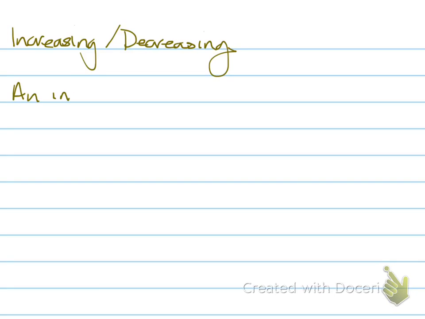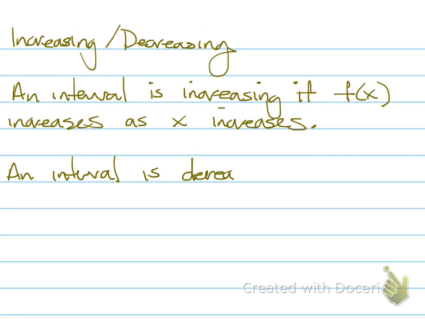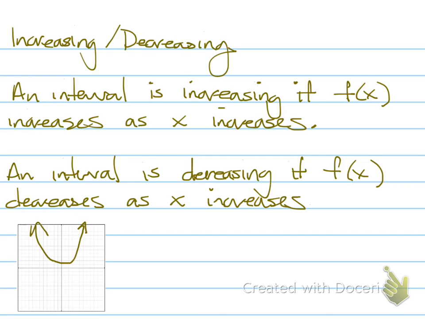It's also important to identify on what intervals a function is increasing and where it is decreasing. A function is increasing when the line tangent to that function has a positive slope, and it's decreasing where the line tangent to that function has a negative slope.